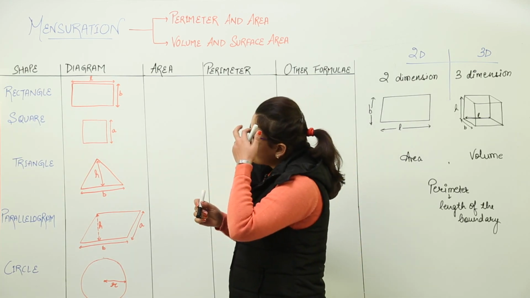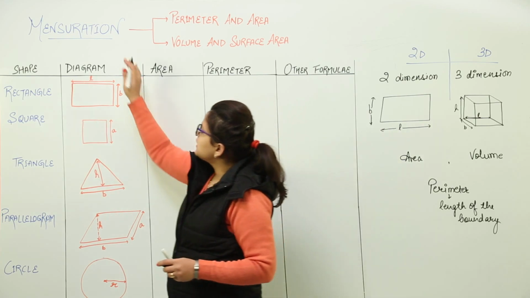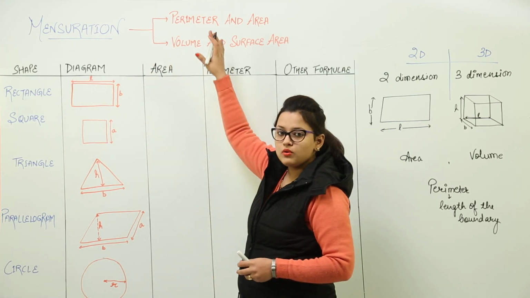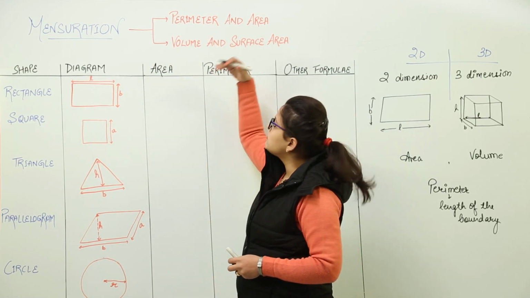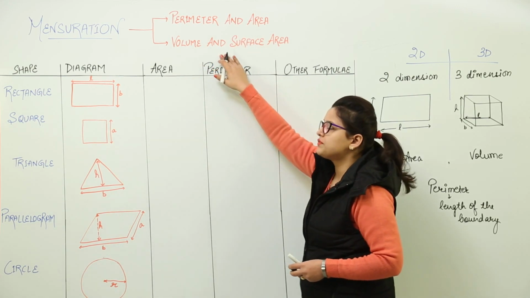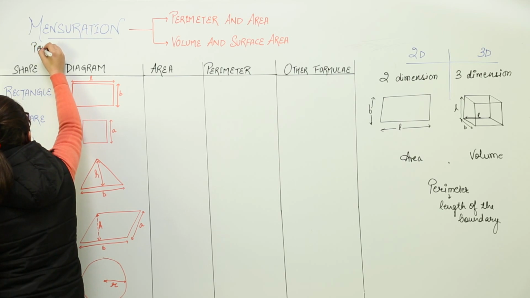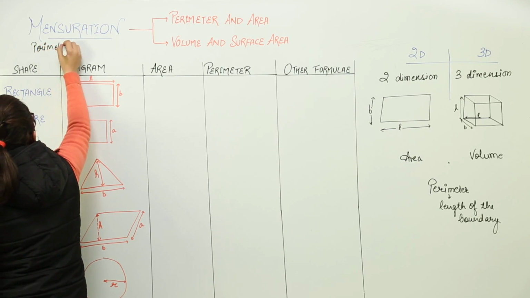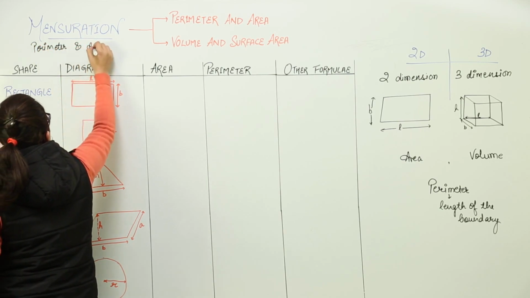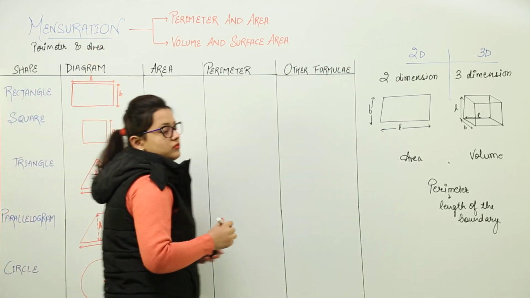Let us start. Okay, we are doing perimeter and area. Mensuration, as I told you, is divided into two parts: perimeter and area, and volume and surface area. So we will first do the perimeter and area part, and later on we will discuss the next part of the chapter.